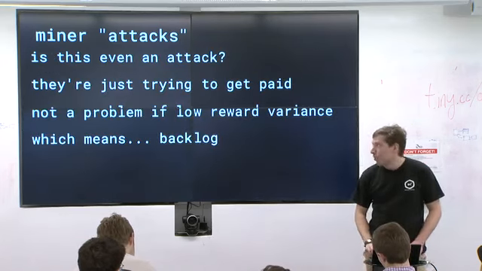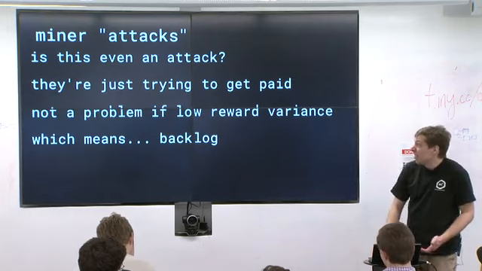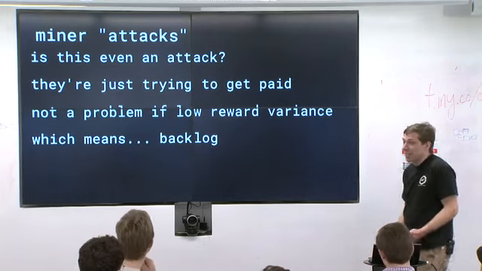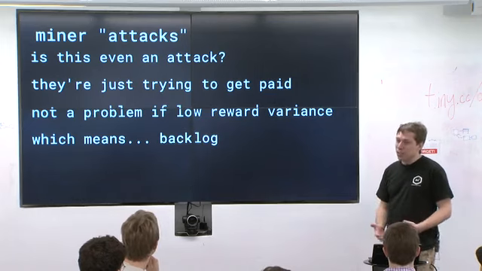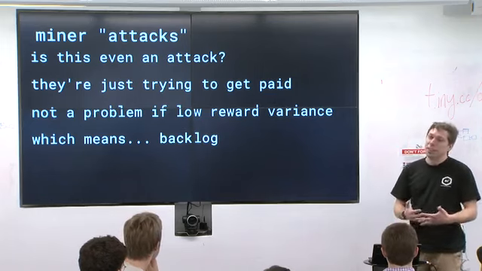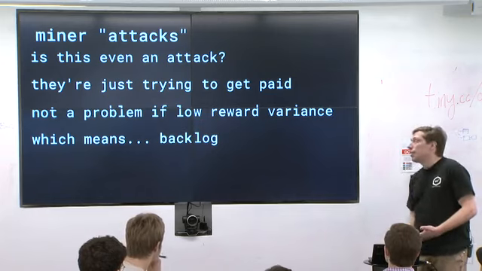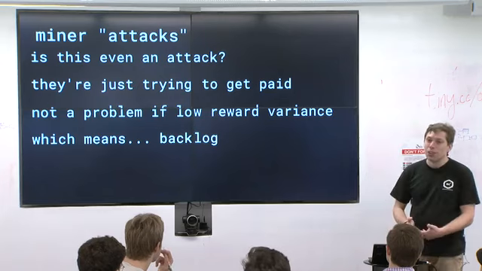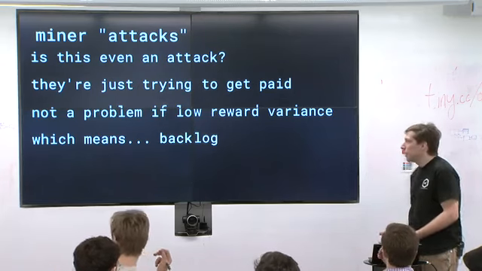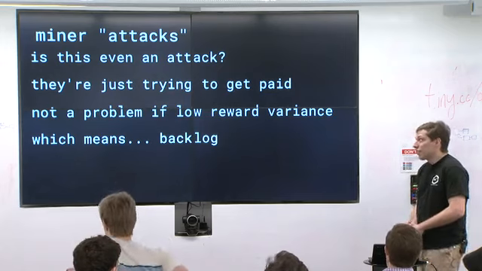Yeah, so the question: is this an attack? Seems like they're just trying to get paid, right? The whole idea is you're not trusting the miners. You're just assuming that they're acting in their economic interests. To some extent, you could say, well, if they keep doing this, they reduce the utility of Bitcoin, and so it's bad for their holdings. Yeah, maybe, but it looks dangerous, right?